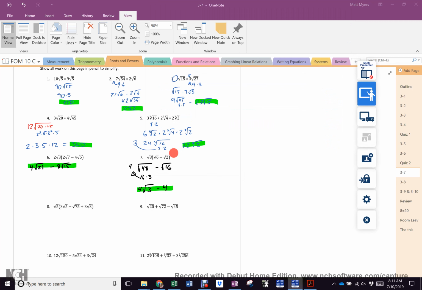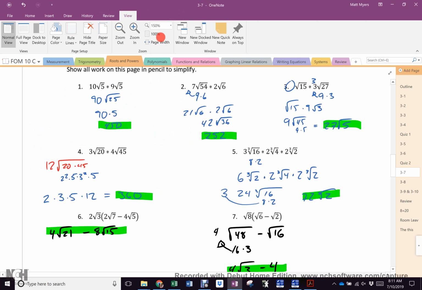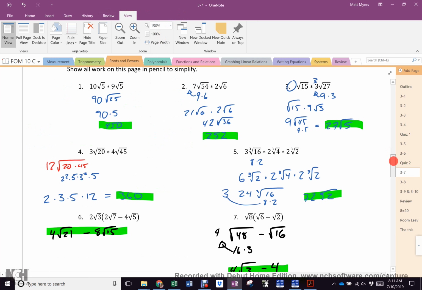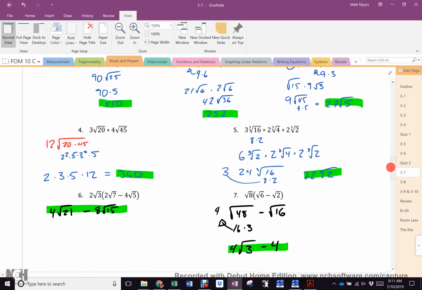So there is the first 1, 2, 3, 4, 5, 6, 7. And then this is, let's make that bigger. There's the first 7. Check your work over. Everything's worth 2. All the work is there.